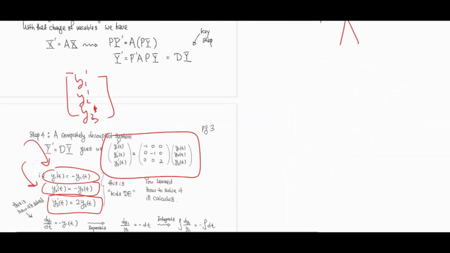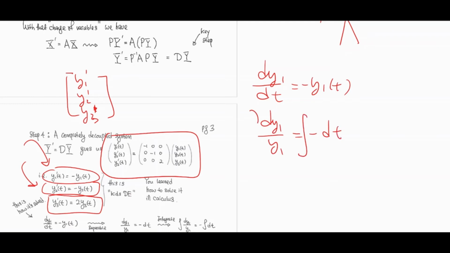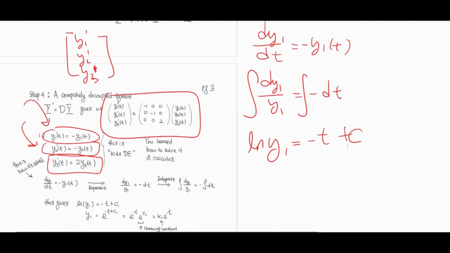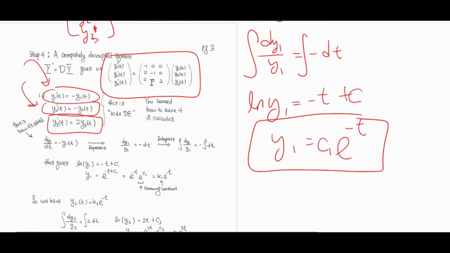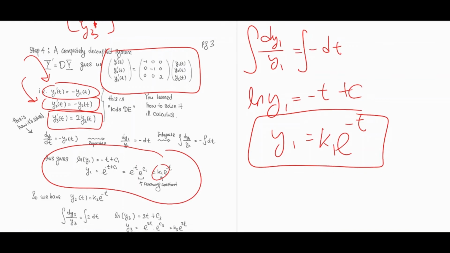For example, dy1/dt equals negative y1. These are separable differential equations. You integrate, and you have log y1 equal to minus t plus a constant. So this will give you y1 equals some constant, I call it c1, times e to the negative t. So this is your y1 right here. If you solve it, I'm going to write this like k1. These are very easy separable differential equations.